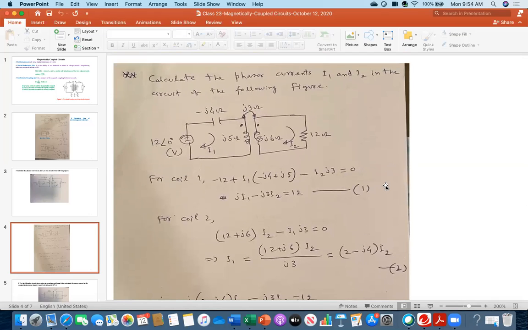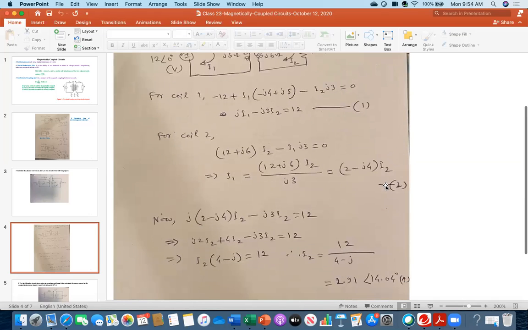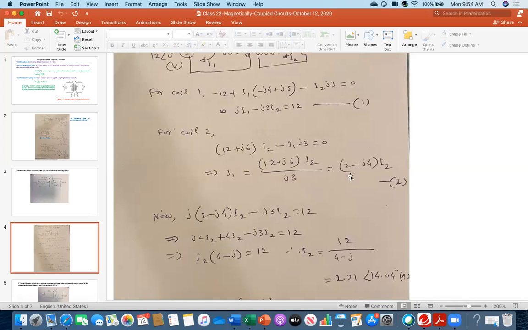How did you simplify I1? This one, this line. Yes. You see, first this is the first equation, and then I transferred this to the other side, j3. And this, yeah, next line. Next line, and next in this line.